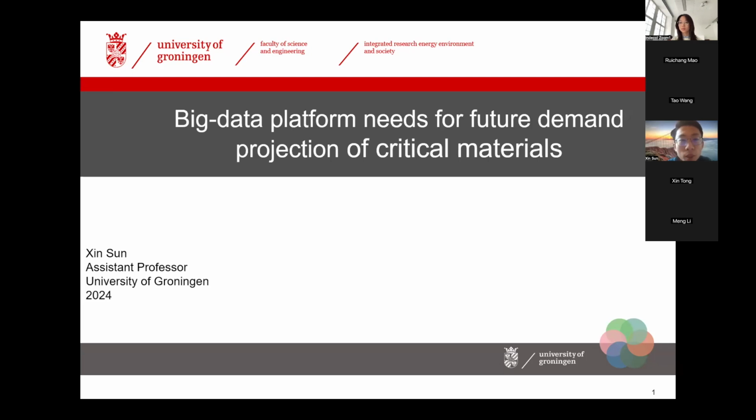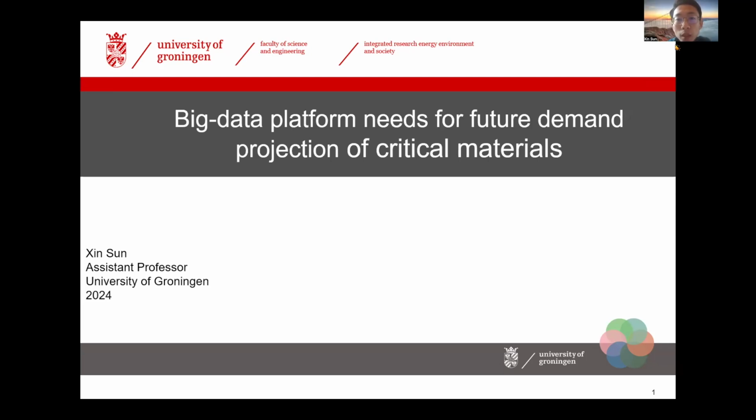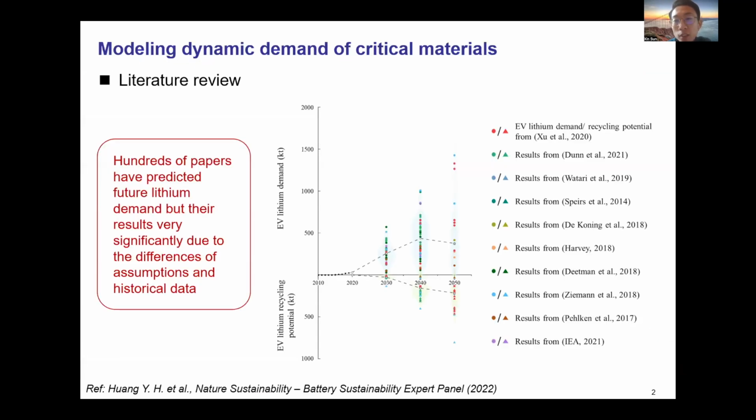The topic is about establishing a big data platform for modeling the future material demand. So there is no background, let's just go straight to the results. Until now, I think most of the people here already know that there are many studies modeling the future critical material demand from the transportation sector. For batteries or electric vehicles, many people have established their own models, and these models are very fancy and very comprehensive.